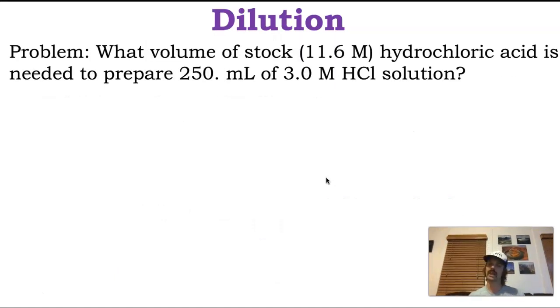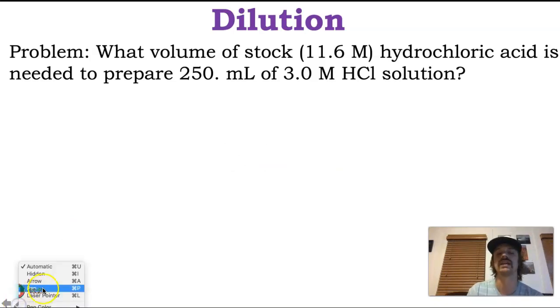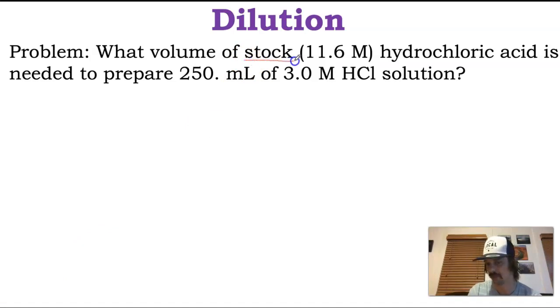All right, let's do a problem. What volume of stock 11.6 molarity hydrochloric acid? Typically, I refer to stock as the really strong stuff. So if I buy stock acid, I'm buying as strong an acid as I can get. And then I'm going to dilute it down.